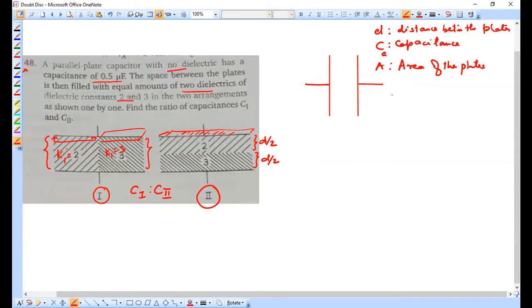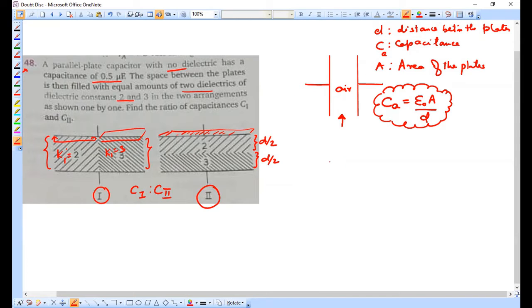Then the space between the two plates is filled completely with air. Then you already know the capacitance of such an air-filled capacitor might be written as epsilon naught A by D. So this is the expression that you are already aware of in your theory classes. You might have been told how to derive this particular expression, and you might have learned that.